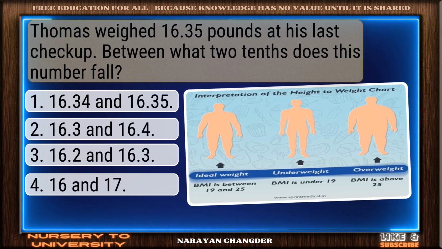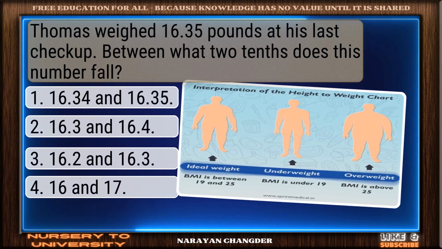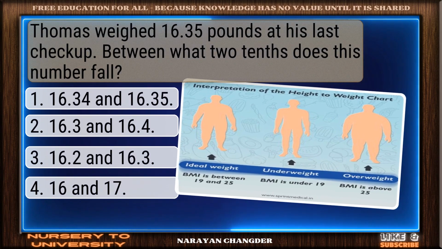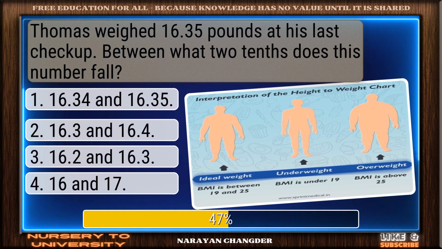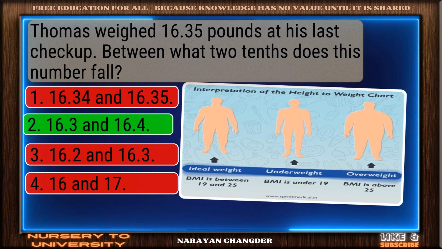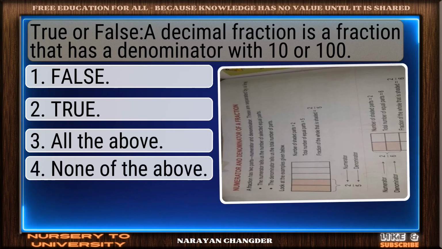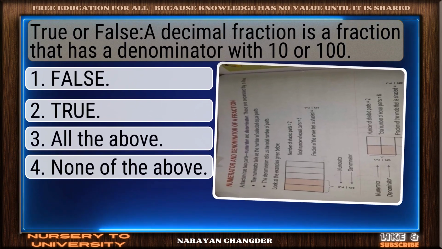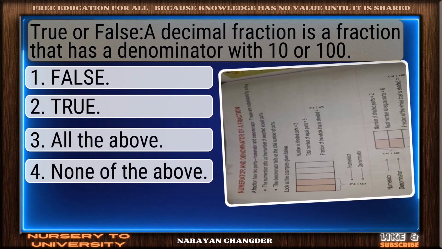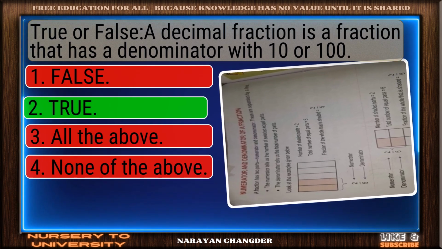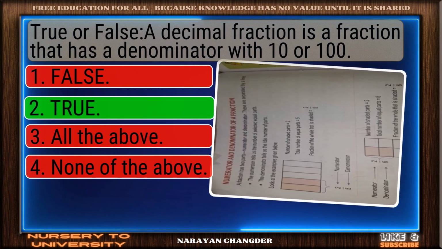Thomas weighed 16.35 pounds at his last checkup. Between what two tenths does this number fall? Excellent. 16.3 and 16.4 is a brilliant choice. True or false? A decimal fraction is a fraction that has a denominator with 10 or 100. You got it. Your choice true is right.